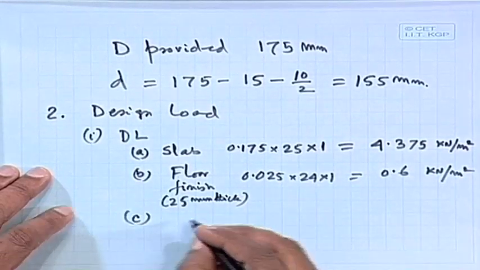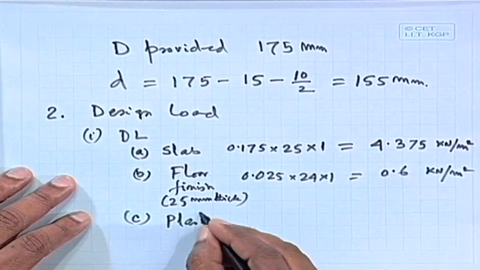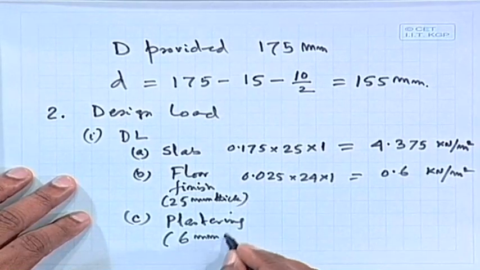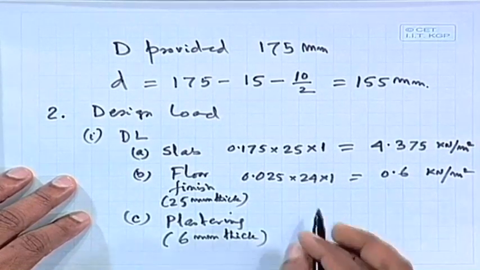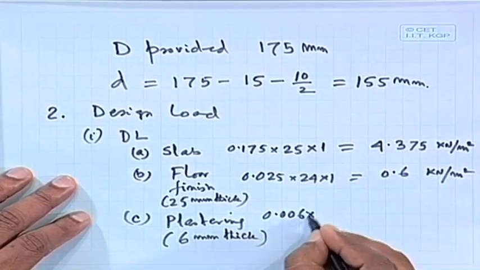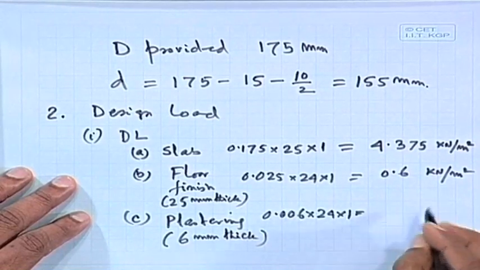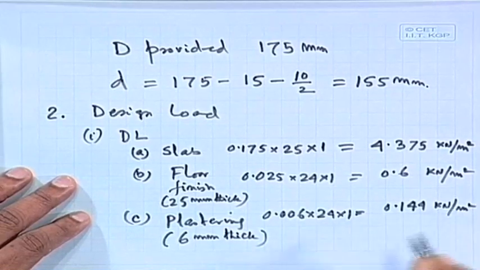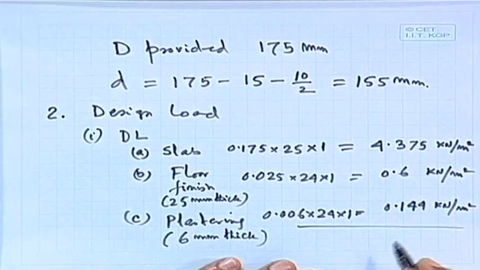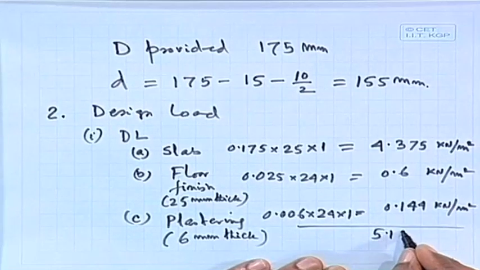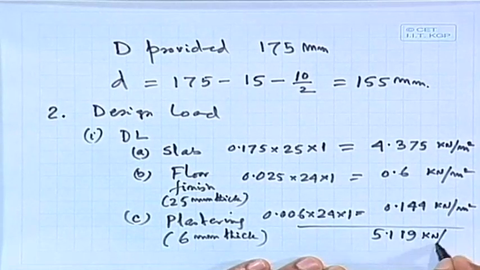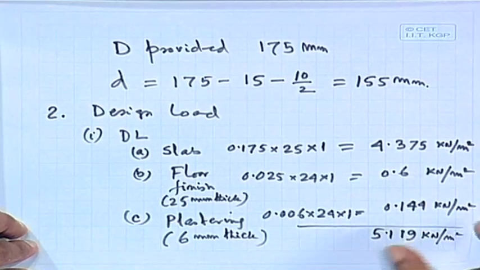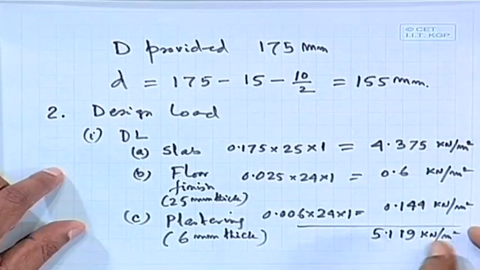Number 3, plaster, let us take 6 thick, which comes as 0.006 times 24 times 1 equal to 0.144 kilonewton per square meter, which comes as 5.119 kilonewton per square meter. What is the live load? So, 5.119 kilonewton per square meter is the dead load.